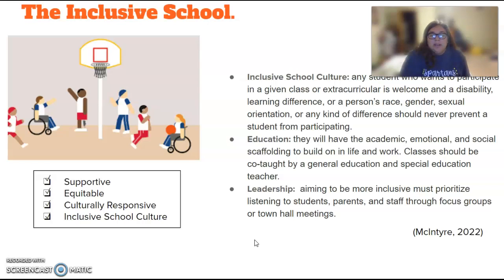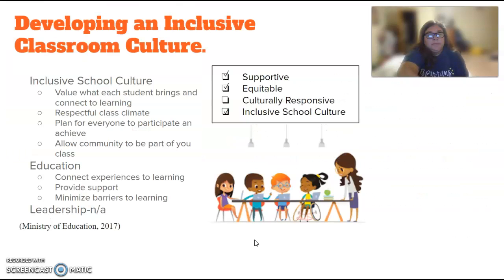The education is they will have an academic, emotional, and social scaffolding to build on in life and work. The classes should be co-taught by a general education teacher and a special education teacher. And the leadership part of it should be aiming to be more inclusive, that you must prioritize listening to students, parents, and staff through focus groups and town halls. And I felt that this article was supportive, equitable, culturally responsive, and an inclusive school culture.